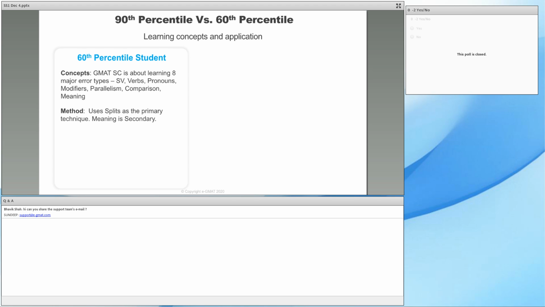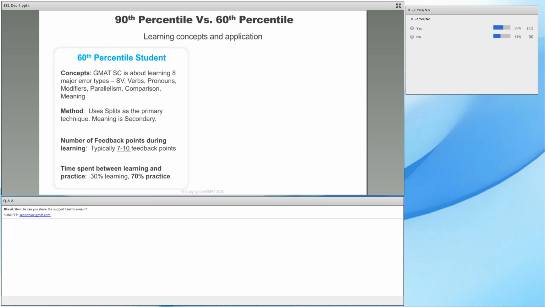60th percentile students, does that sound like how you think about SC? SC is about these square error types. Yes, no? Let's just look at this. No? Okay, I'm going to share a question with you and see how many of you get it right.